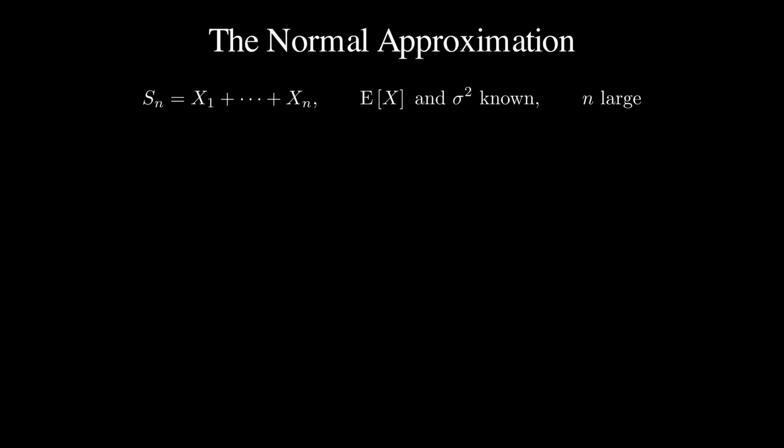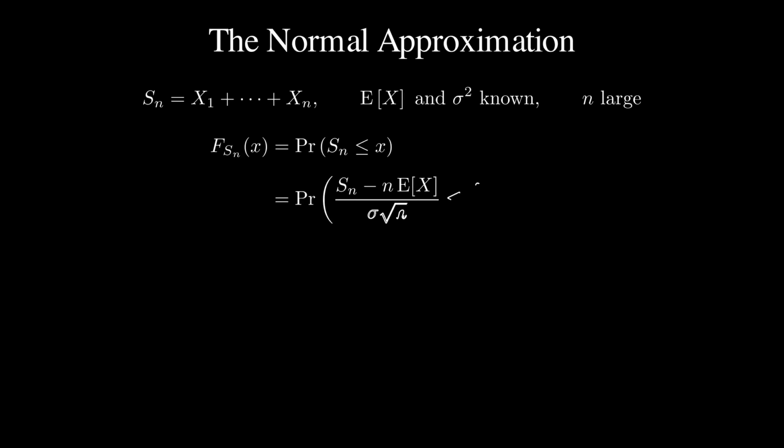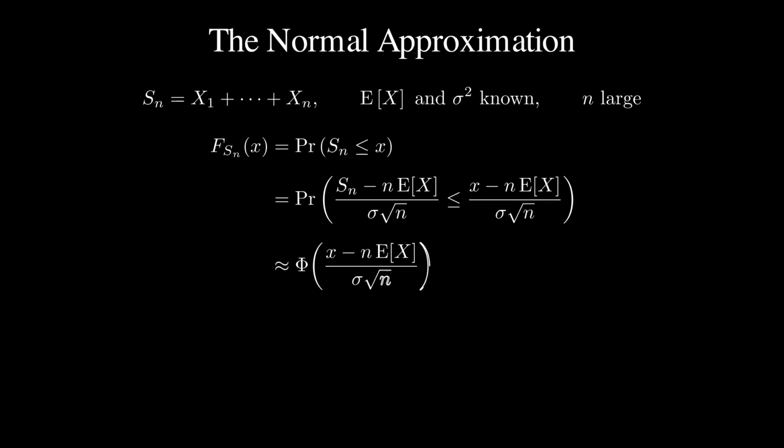The theorem earns its keep as a calculator. Take any large IID sum, n is large, and the mean and variance are known. The CDF of Sn at x is the probability that Sn is at most x. Standardize both sides of the inequality, and the left side is, by the theorem, approximately a standard normal. So the CDF of the sum is approximately capital Phi, the standard normal CDF, evaluated at (x minus n times the mean) over sigma root n. One table of Phi serves every large sum with finite variance.